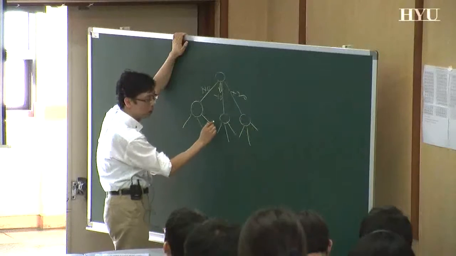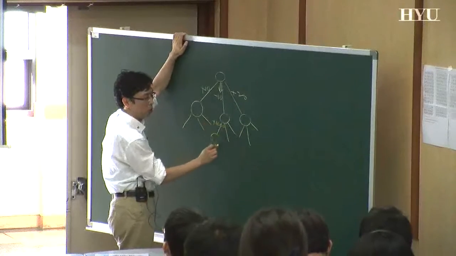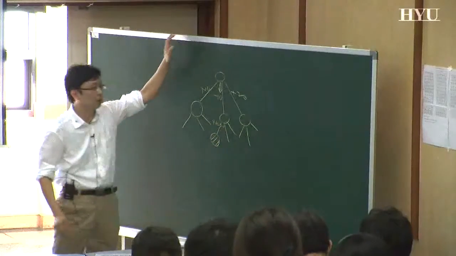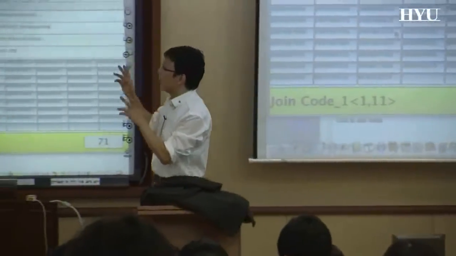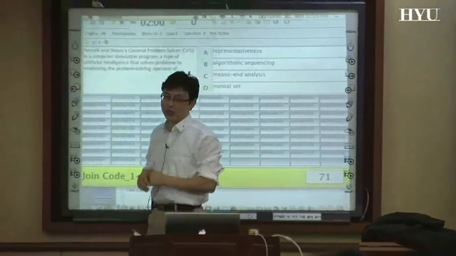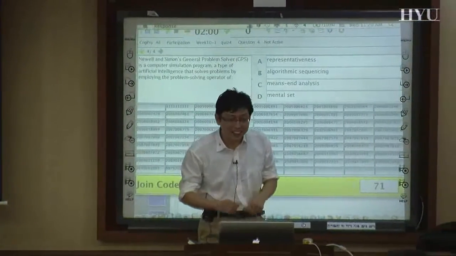Okay, so might be this one is 1000. That's why this one might be the optimal solution. Right? That is one approach used by GPS. Ready? That is too easy, isn't it?